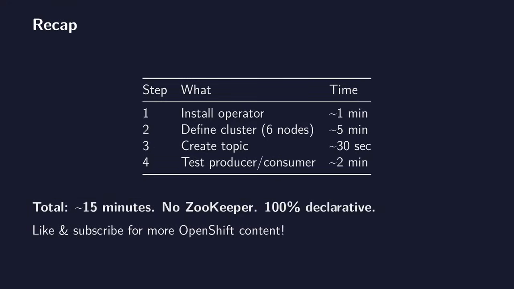To recap, in 4 steps in 15 minutes, you went from 0 to a Kafka cluster with 6 nodes, KRaft mode, no ZooKeeper, declarative topics, and a working end-to-end test. If you want to dive deeper into high availability patterns, check the article linked in the description.